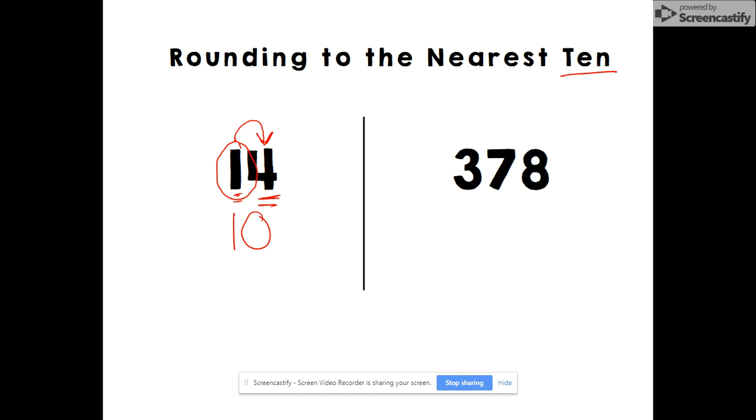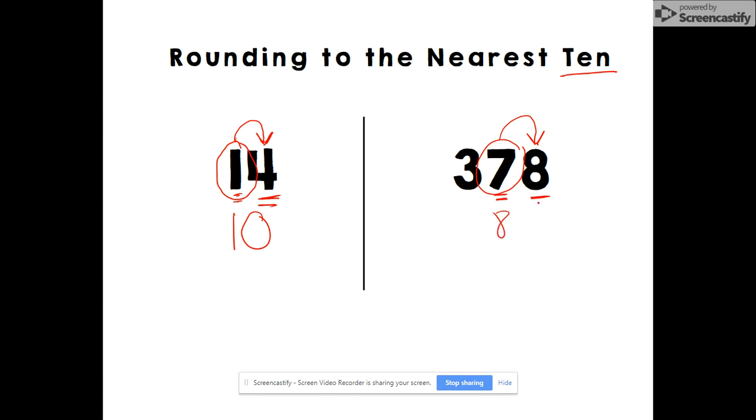Now in 378, I'm going to do the same process. I'm going to find my number and look right next door. And again, since I'm rounding to the nearest 10, I circle what's in the tens place. Find your number, look right next door, 5 or higher, add 1 more. Since 8 is 5 or higher than 5, I'm going to add 1 more to that number in the tens place. So 7 plus 1 would be 8.